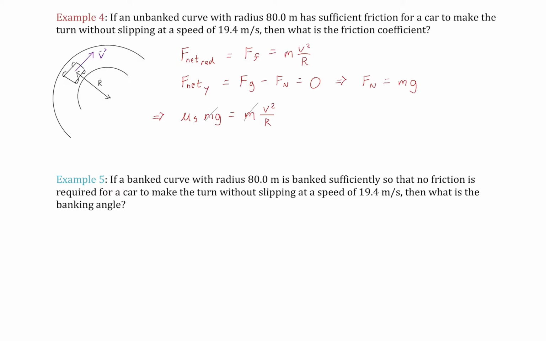So mu_s mg is equal to m v squared over r. The m's cancel, so it's totally independent of the mass of the car. And then when we solve for that friction coefficient, it's just v squared over rg.